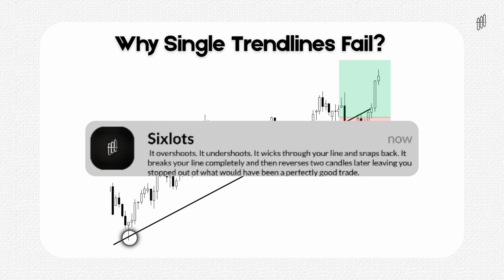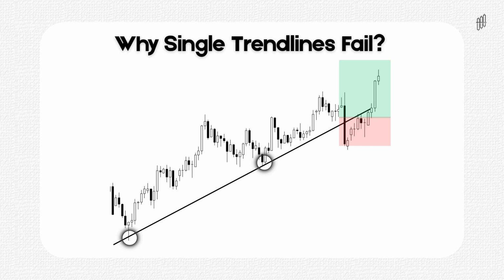It overshoots. It undershoots. It wicks through your line and snaps back. It breaks your line completely and then reverses 2 candles later, leaving you stopped out of what would have been a perfectly good trade. This happens not because trend lines do not work, but because treating them as a single precise line is fundamentally the wrong approach. The market moves in zones, in ranges, in areas of interest, not in perfectly defined mathematical lines.